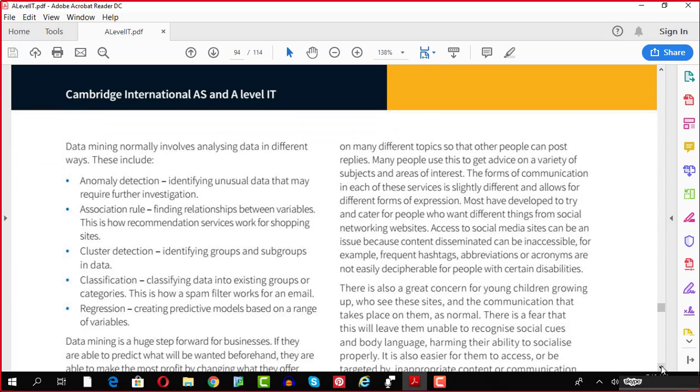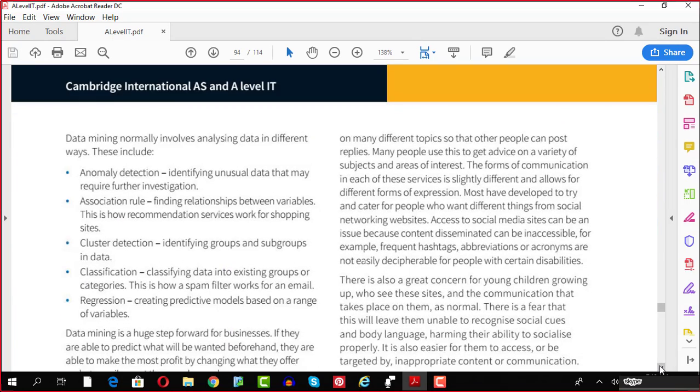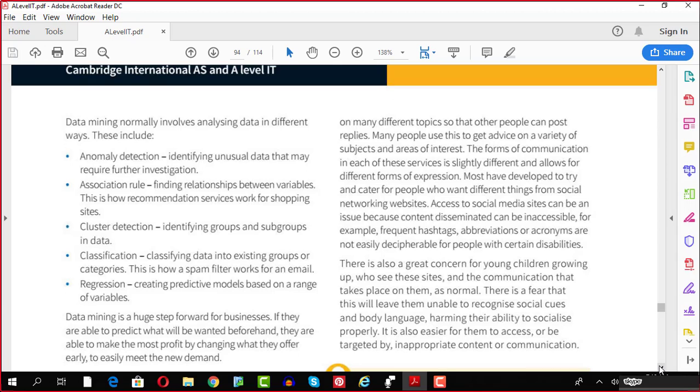Okay, how data mining is done, how can you collect information. Anomaly detection, identifying unusual data that may require further investigation. For example, you are collecting some information and you come across some data that does not elaborate much itself. That will come in this anomaly. It doesn't have an explanation.